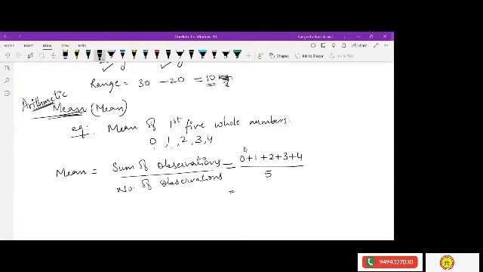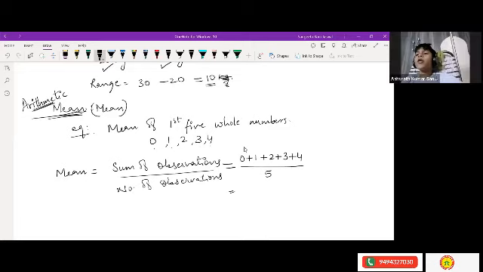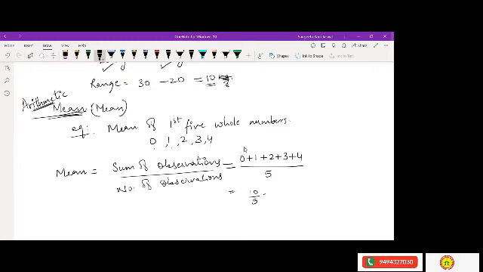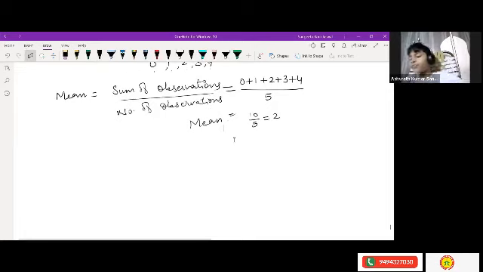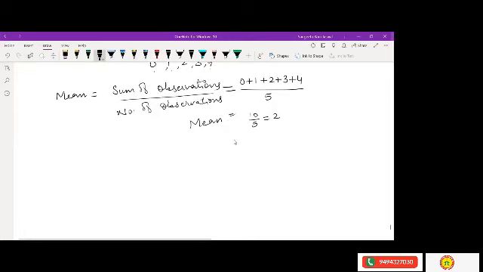So let's add these numbers. The numerator will be 10. 10 divided by 5 is equal to 2. So that means I've got my mean equal to 2. Did you understand this? Yes, ma'am. That is, mean is the sum of observations upon number of observations.